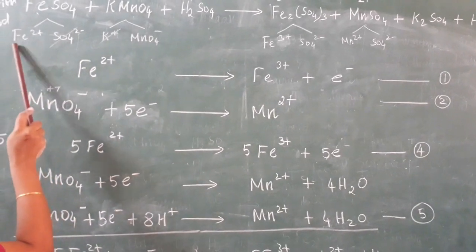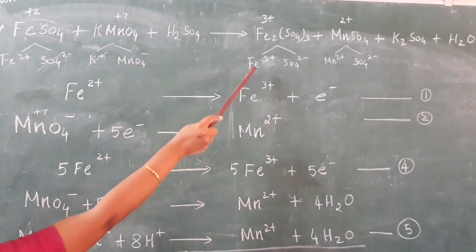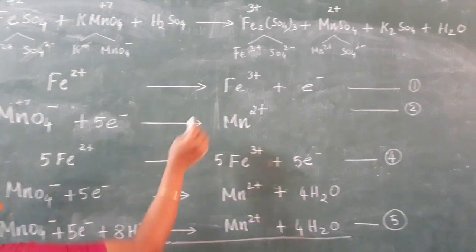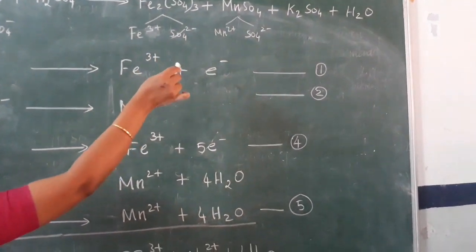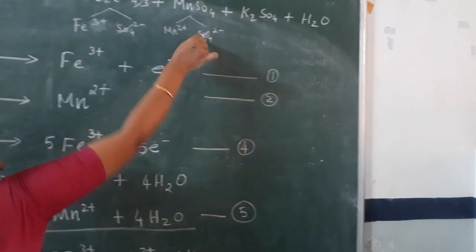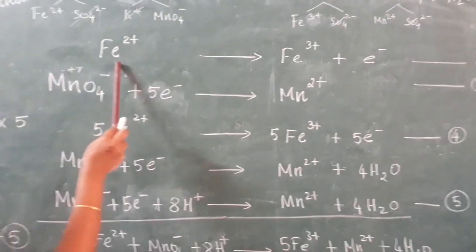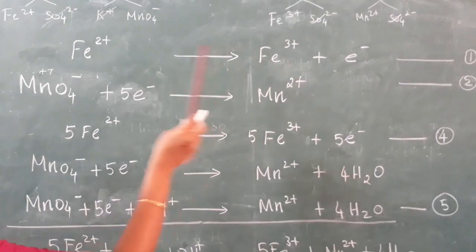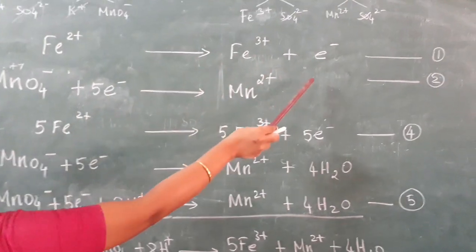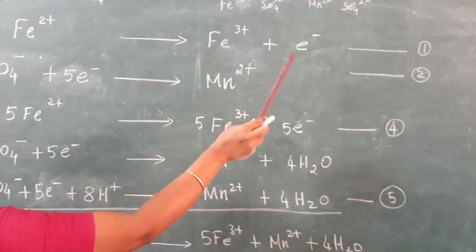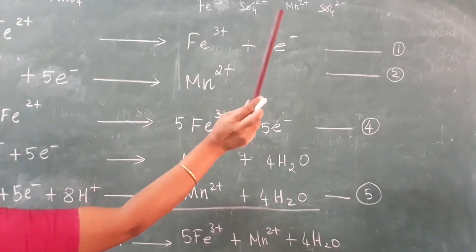Now that iron Fe2+ changes into Fe3+ on the product side. You never calculate this sulfate, and in manganese sulfate also there is no sulfate. Now this Fe2+ changes into Fe3+, there is 1 electron loss. Loss means we always mention this electron on the product side. Now take this as equation number 1.